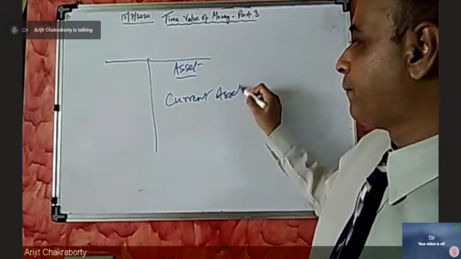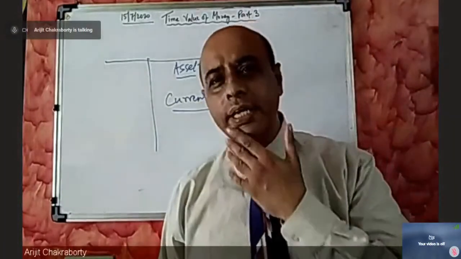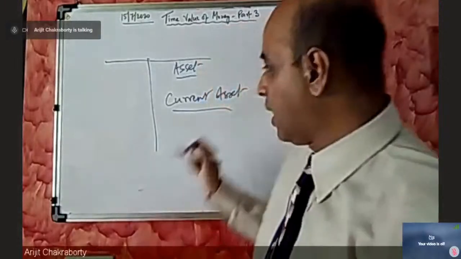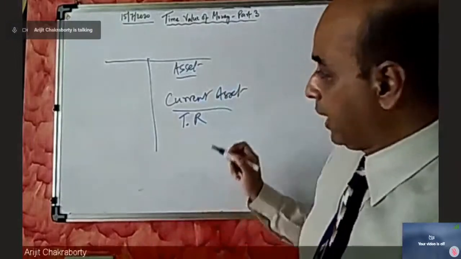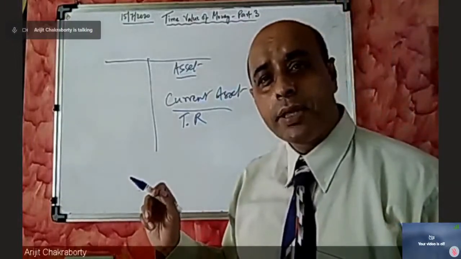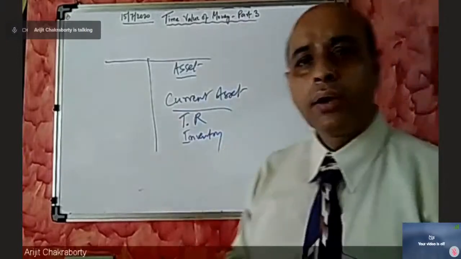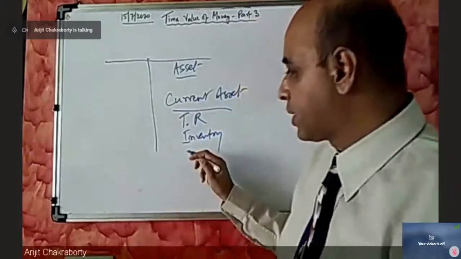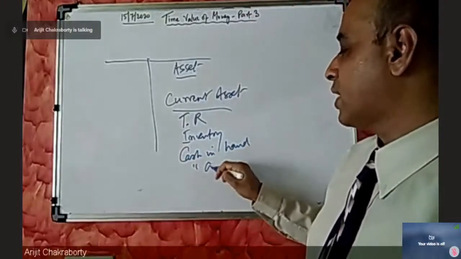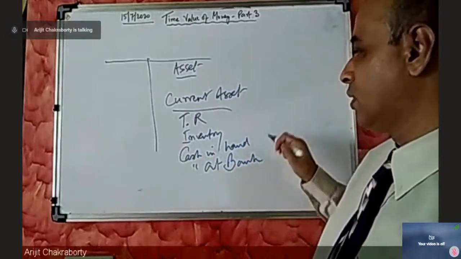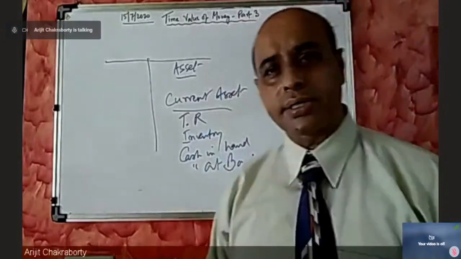Current asset. In current asset, what is there? What are the items which are there in current asset? So you have trade receivable, then you have inventory, and you also have cash in hand, cash at bank. So these are the normal items which are usually there under current asset.